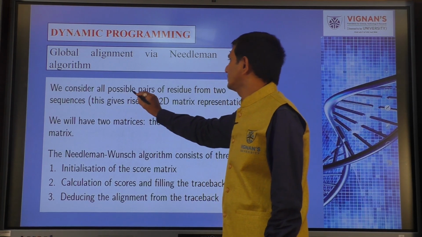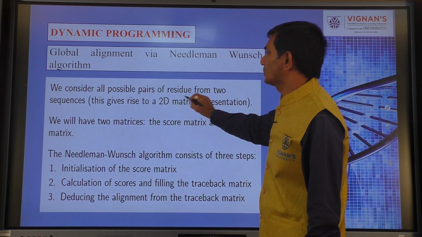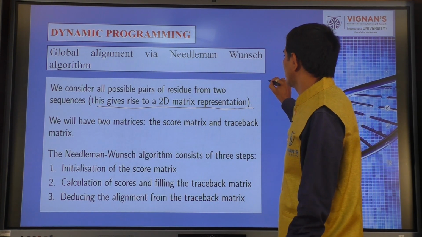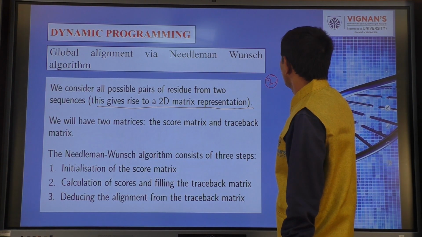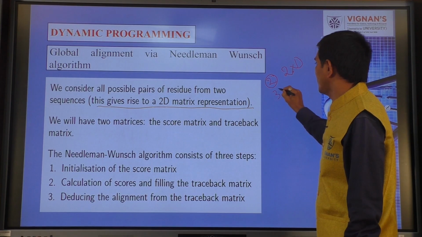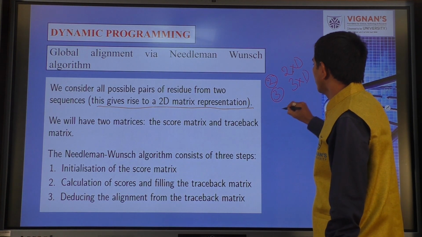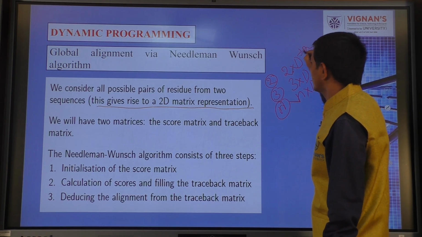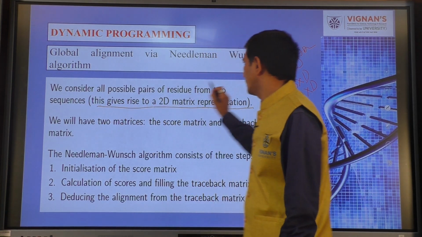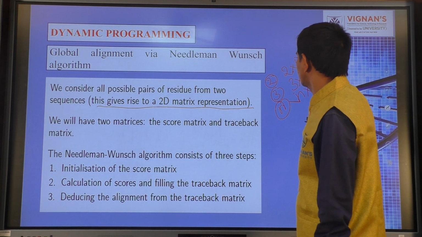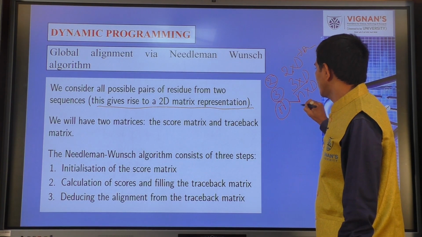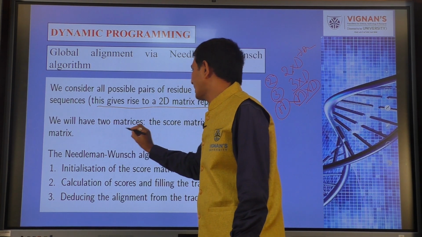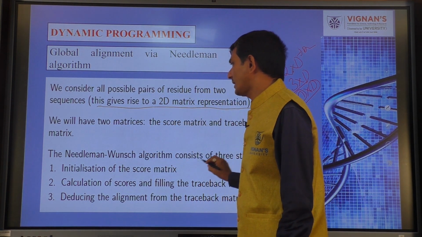We consider all possible pairs of residues from two sequences, which gives rise to a two-dimensional matrix. When the number of sequences is 2, we call it 2D. When the number of sequences is 3, we call it 3D. When the number of sequences is n, we call it nD, where D denotes dimension. So, when the number of sequences is 2, we call it a 2D matrix; when it is 3, a 3D matrix; and when it is n, an nD matrix. So, we will have two matrices, the score matrix and then the traceback matrix.